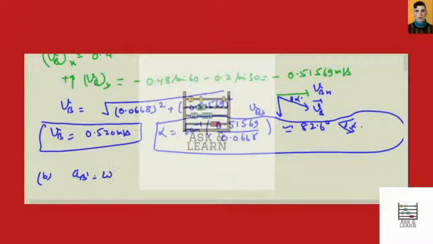Sorry, it is equal to 1.3846, approximately 1.385 radian per second. Now I will simplify part B of this problem.